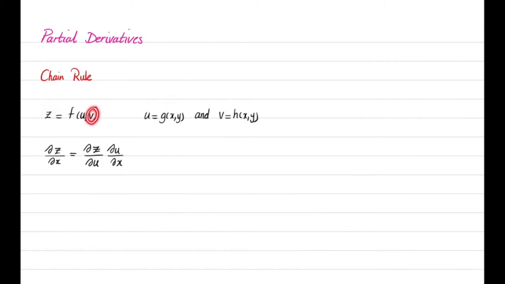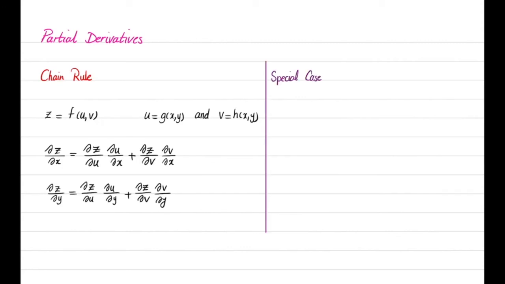So we need to find the partial derivative of z with respect to v, and also the partial derivative of v with respect to x. And similarly, we can find the partial derivative of z with respect to y. So this is the chain rule, and the assumption is that z, u, and v have continuous first partial derivatives. Now let's take a look at a special case where z is a function of u and v, and u and v are differentiable functions of a single variable.